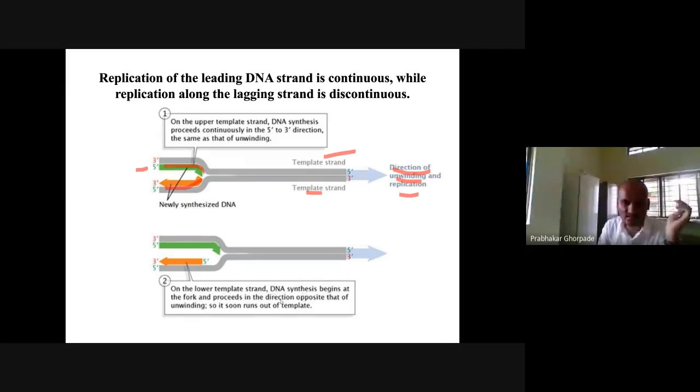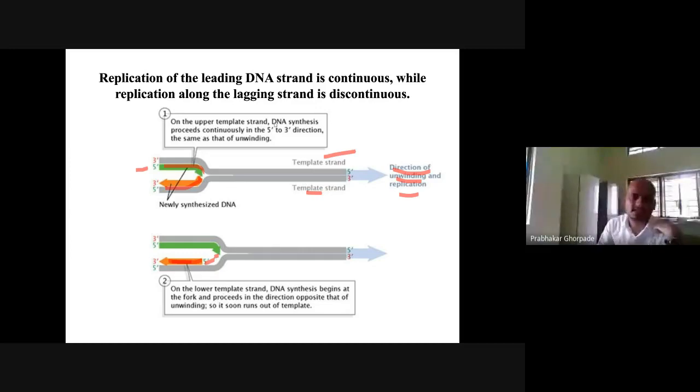DNA synthesis begins at the fork. So here synthesis begins. The fork was here, so synthesis begins here. But what happened? The fork has traveled further again. So again we will need another RNA primer here. It has to be synthesized like this. So that is the direction of the fork. Based on the direction of the fork, this will happen.